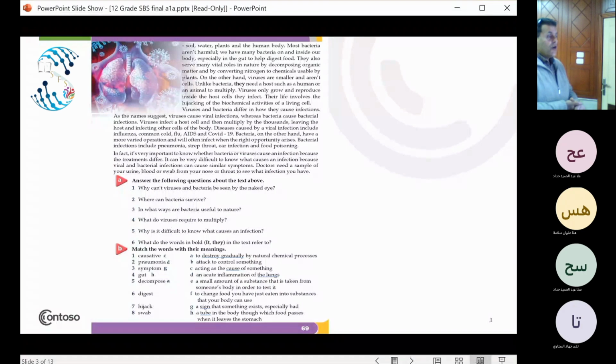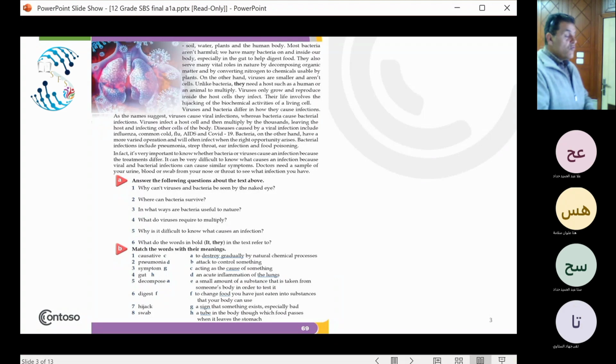The sixth word is digest. What does it mean? Let's see. Digest means to change food. What is the key word here? The key word here is food. Digest is related to food. To change food you have just eaten into substances that your body can use.